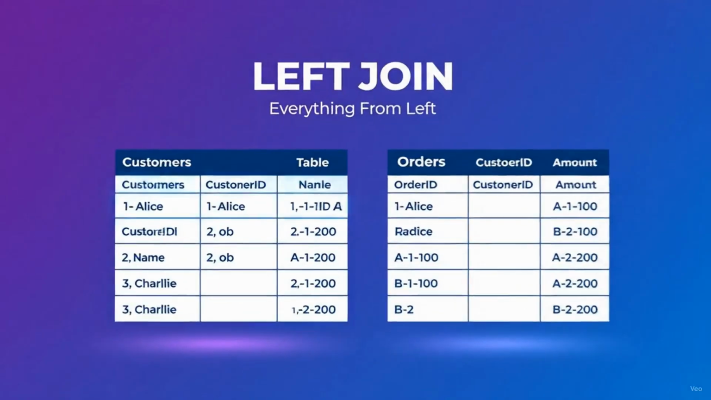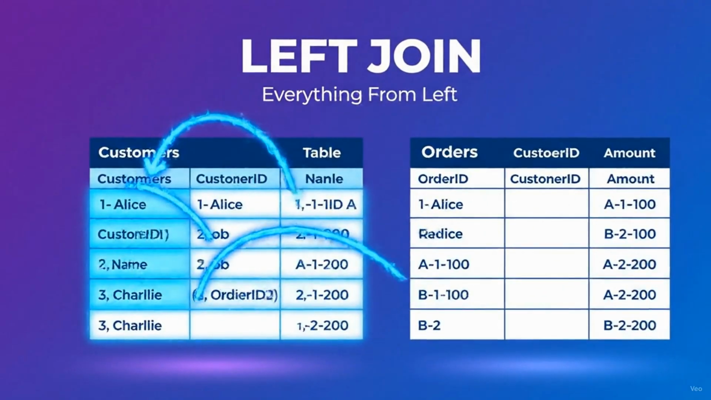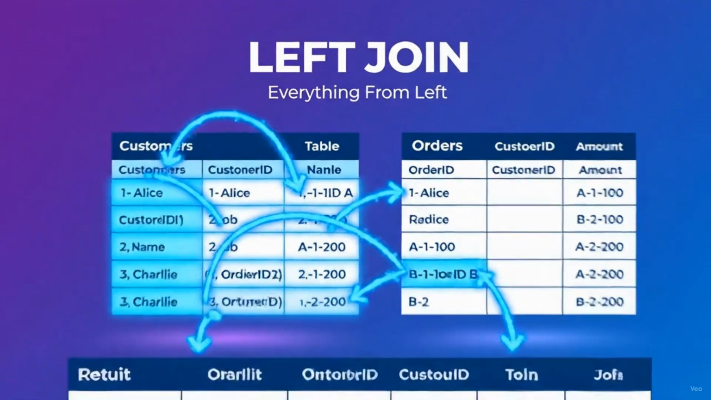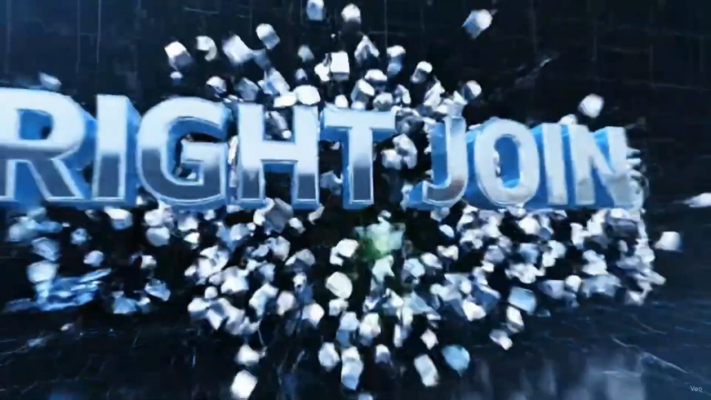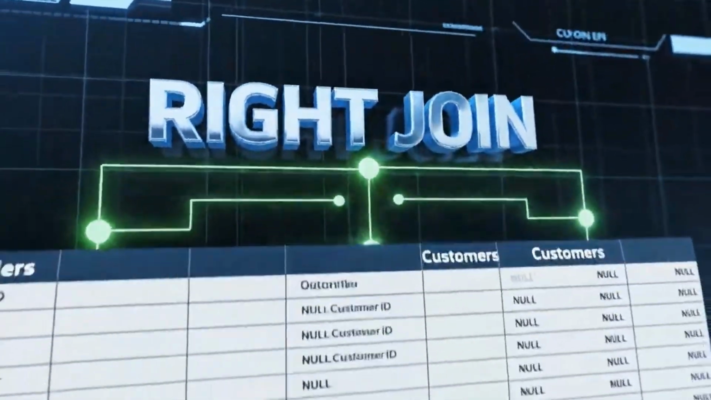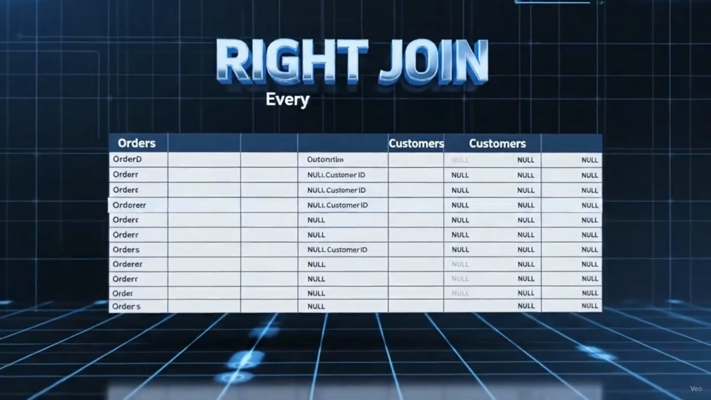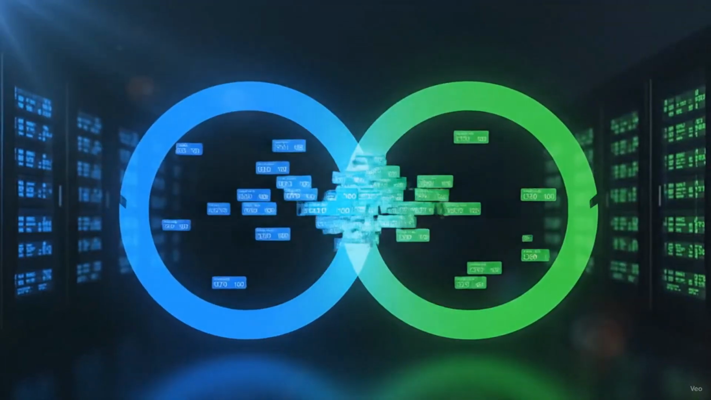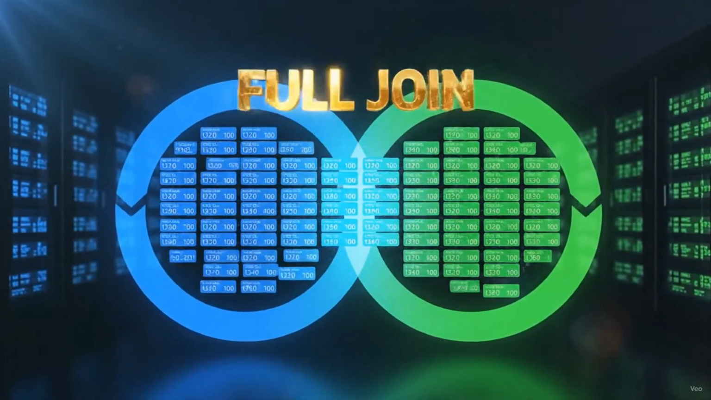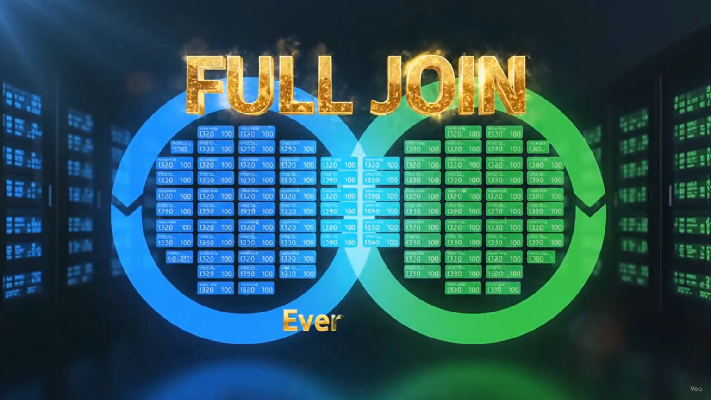Left joins show all records from the left table, even when no match exists on the right. Right joins do the opposite. It keeps everything from the right table. Full joins combine everything from both tables, matched and unmatched.